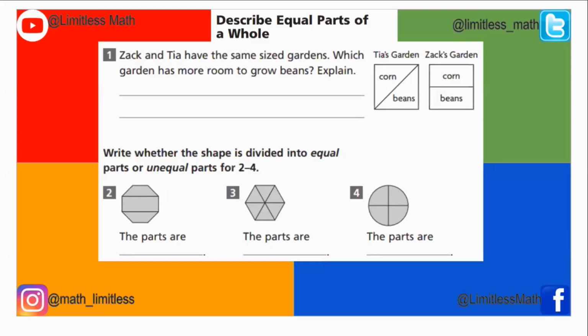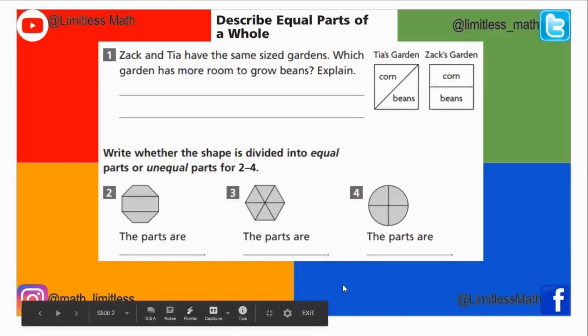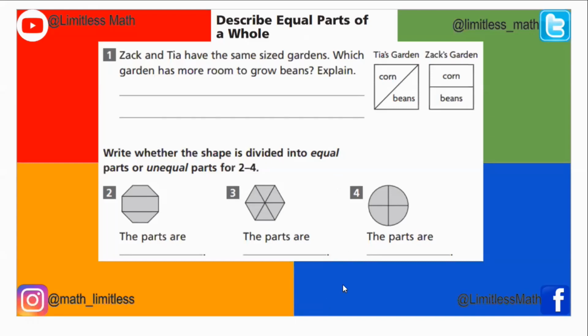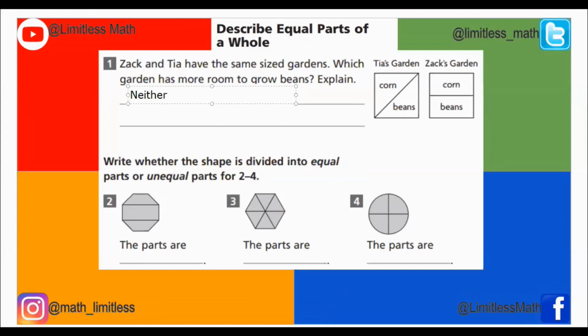So in this case, they both have the same amount of room for their beans because their gardens are the same size and the beans are both a half. So the answer to this question would be neither. Neither garden has more room to grow beans. This is because both gardens are the same size and the section for beans is 1/2.